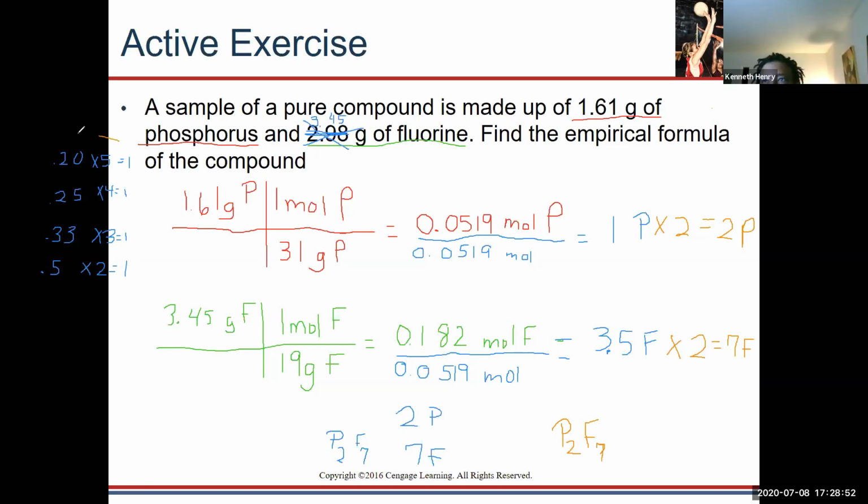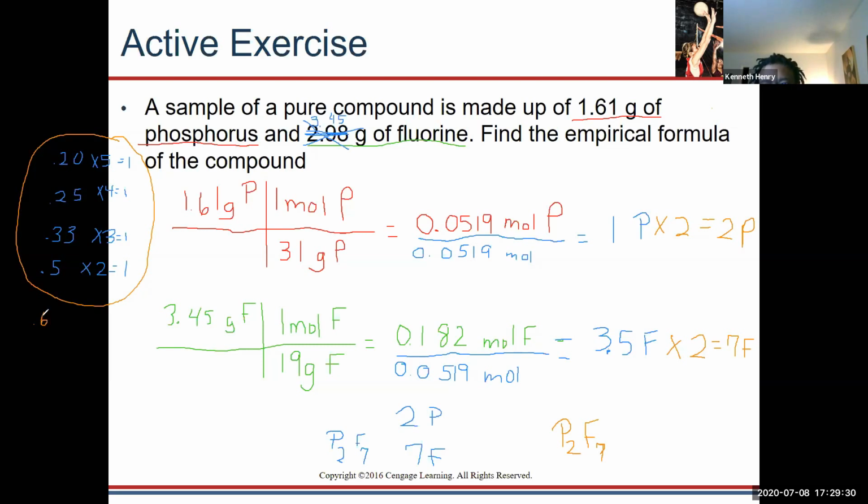Remember when I look over here, that tells you what you need to multiply it by to get a whole number. If it ends in 0.2, you multiply it by 5. If it ends in 0.25, then you multiply it by 4. If it ends in 0.3, then you multiply it by 3. If it ends in 0.5, you multiply it by 2, right?